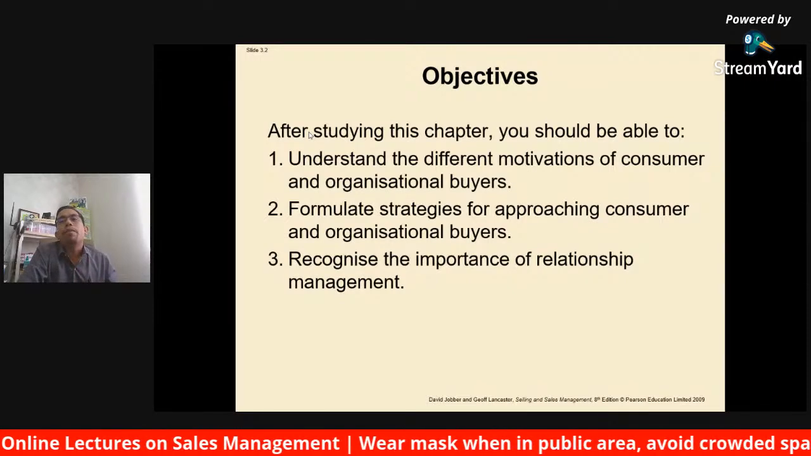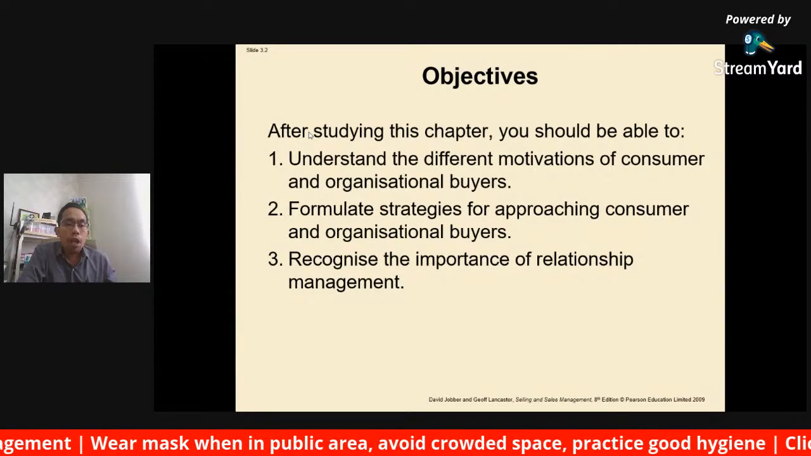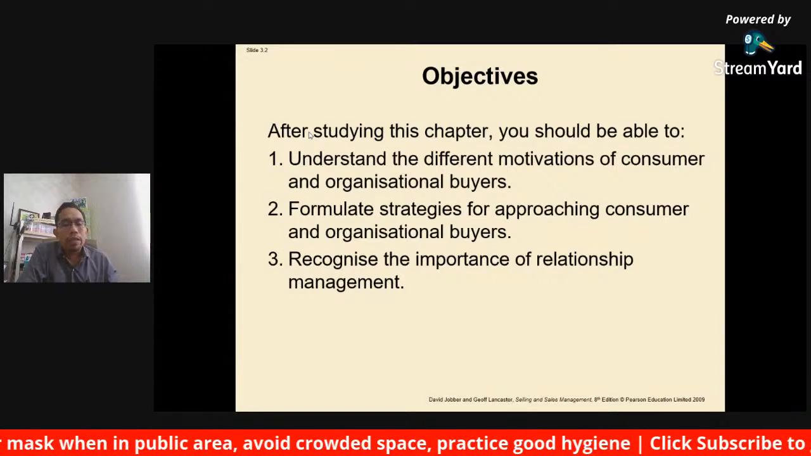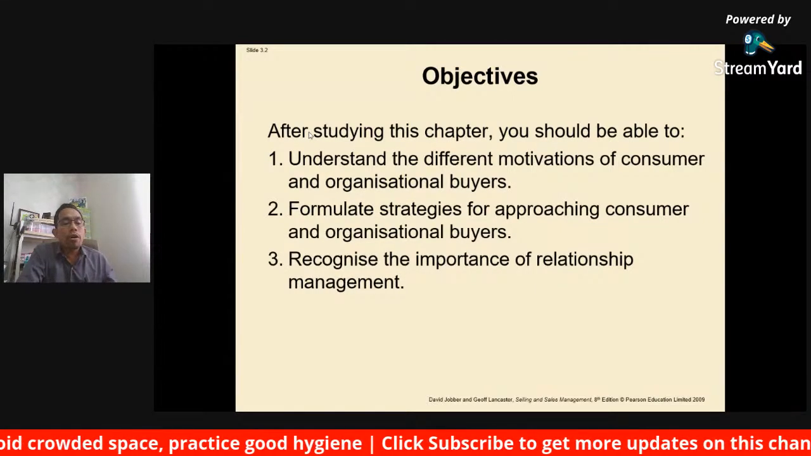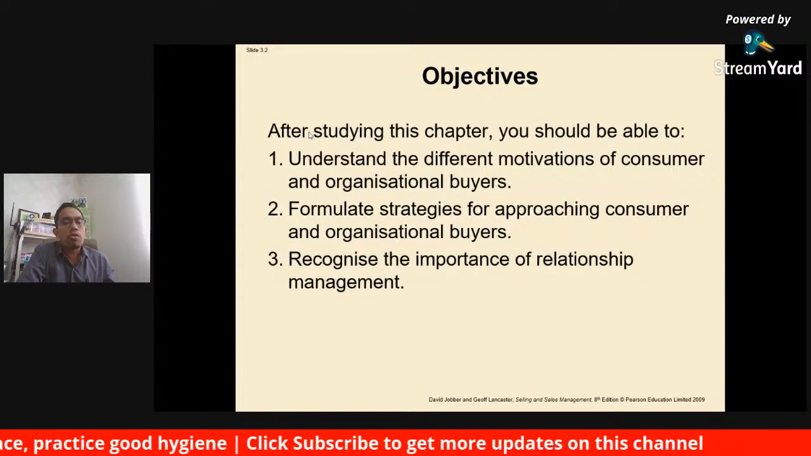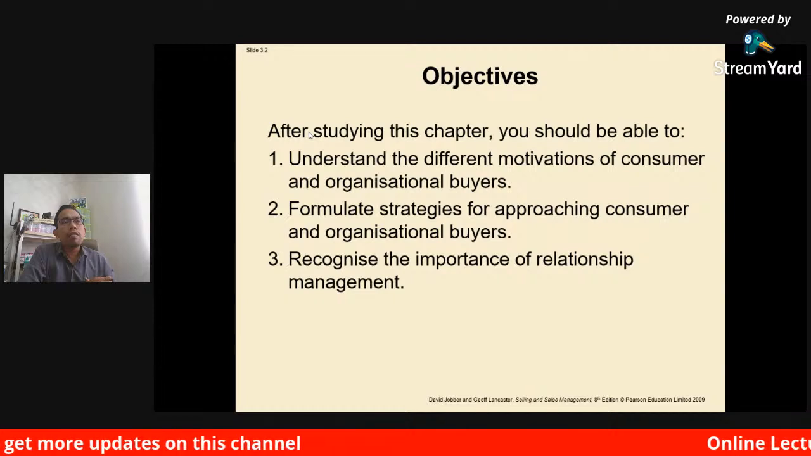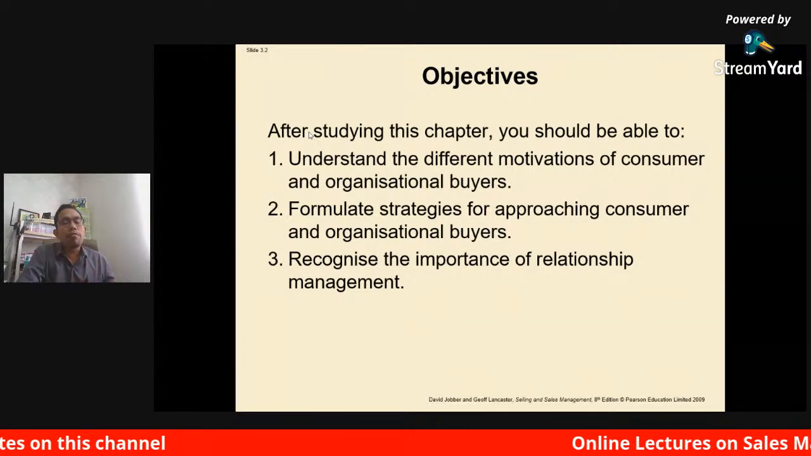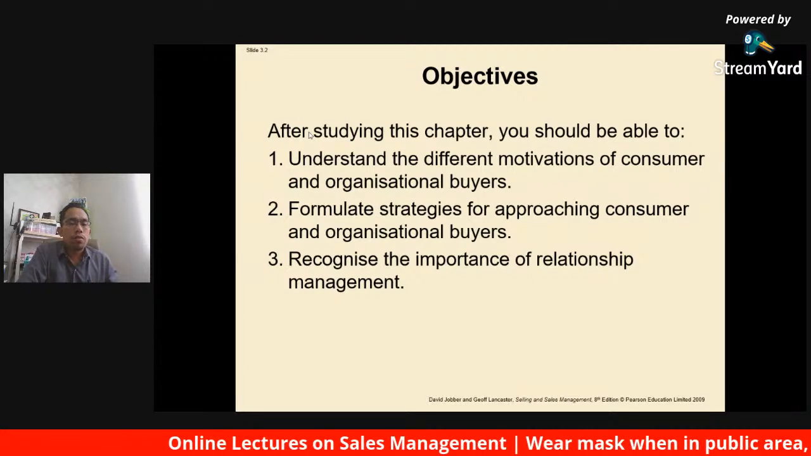Second, formulate strategy for approaching consumers and organizational buyers. The way you treat your end consumer and your business consumer might differ, and we call it a distinctive strategy that you use to cater to either end consumers or business consumers.